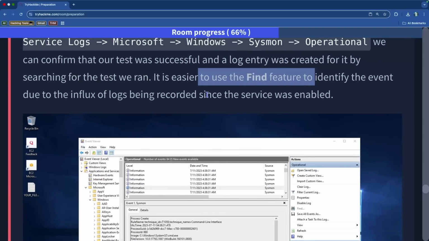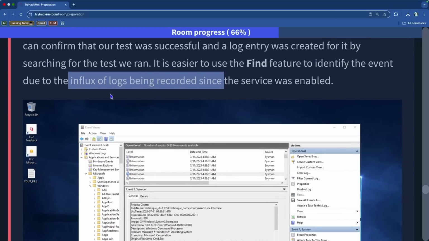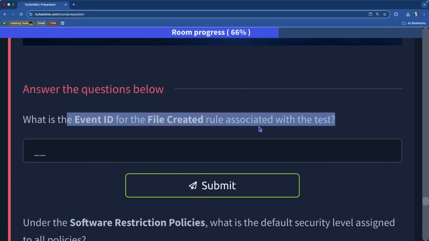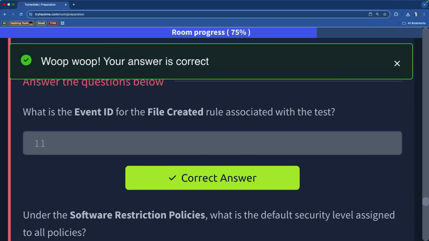Then we can use Find to identify the event, due to the influx of logs being recorded since the service was enabled. What is the event ID for the file created rule? File created is 11, I want to say. Let me just type it, I want to see if I remember this. So 11 is file created. Yeah, okay. So event ID 11 is for file creation.